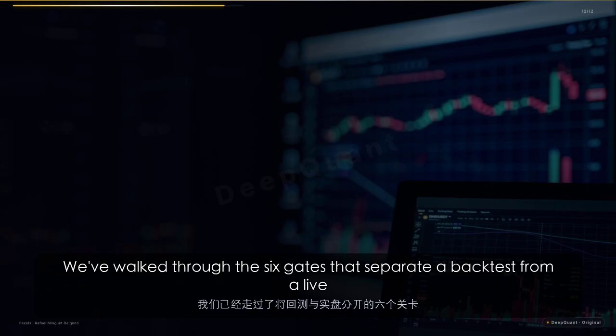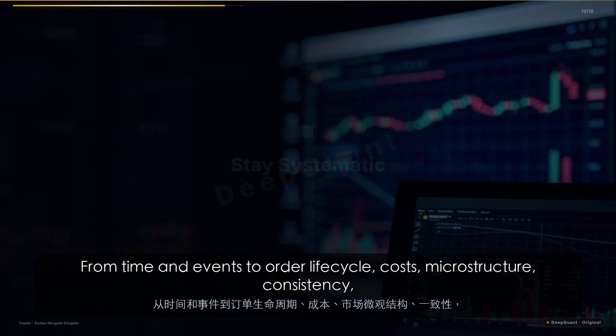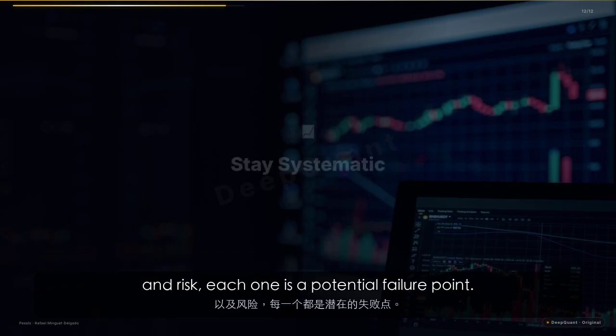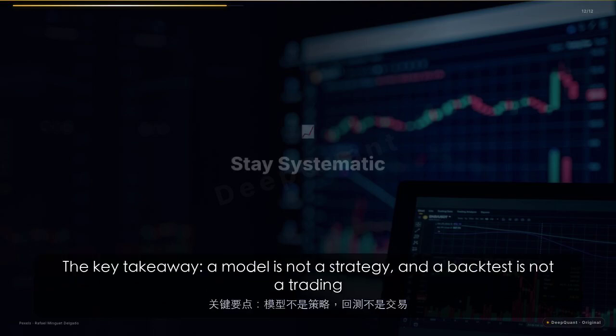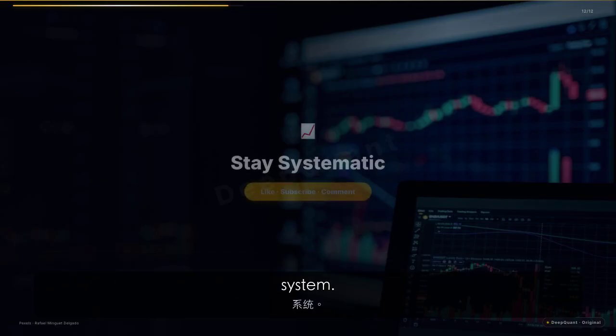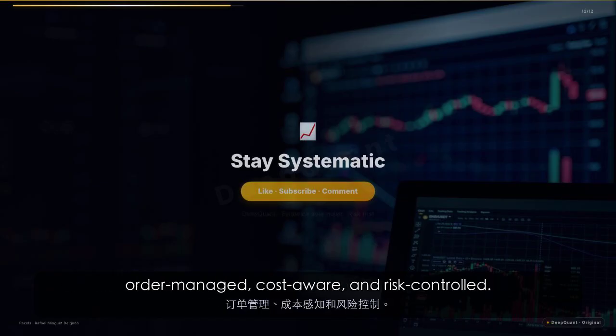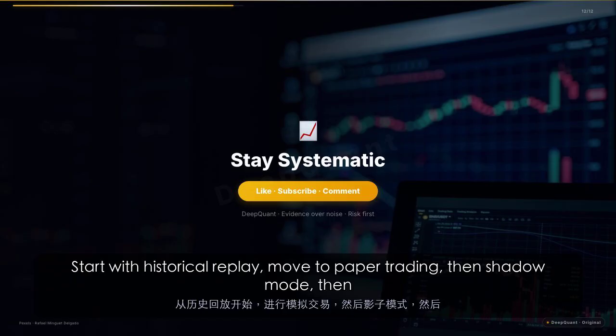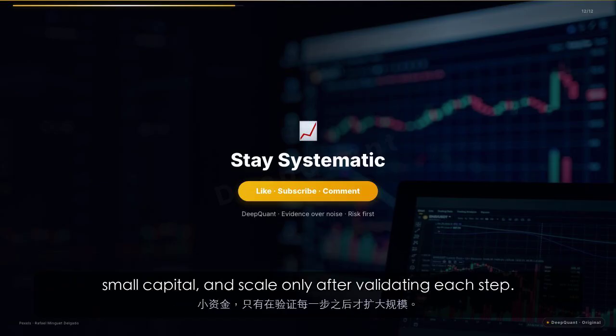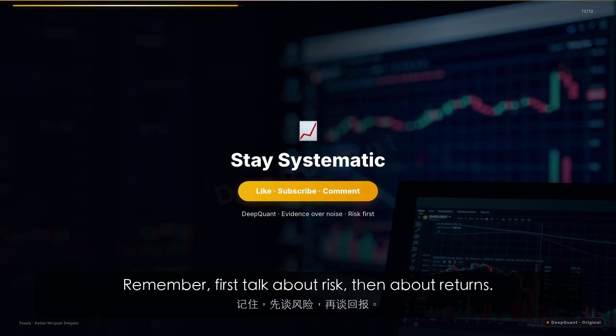We've walked through the 6 gates that separate a backtest from a live trading system. From time and events to order lifecycle, costs, microstructure, consistency, and risk, each one is a potential failure point. The key takeaway: a model is not a strategy, and a backtest is not a trading system. To succeed, you need to build the full infrastructure: event-driven, order-managed, cost-aware, and risk-controlled. Start with historical replay, move to paper trading, then shadow mode, then small capital, and scale only after validating each step. Remember, first talk about risk, then about returns.